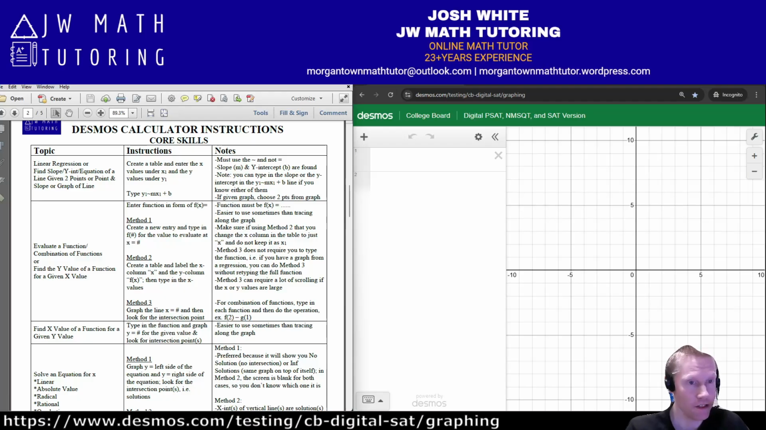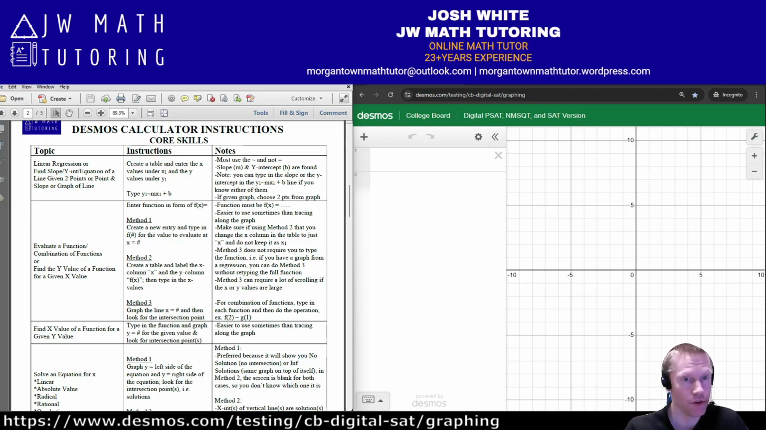Basically, what this means is you can, for any problem, find the slope or the y-intercept or the equation of a line if you're given 2 points on the line, or a point and the slope of the line, or given the graph of the line. Now, you can see there under the instructions column, basically what you're going to type is y1 tilde mx1 plus b. The tilde is what you use to do regression.